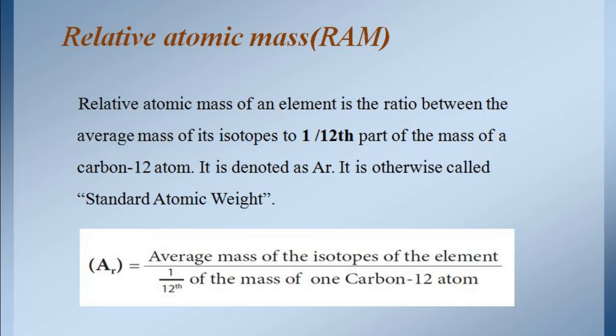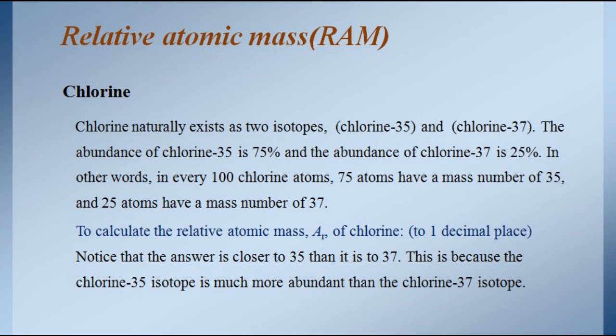Now we are going to see an example. We know chlorine. Chlorine exists in two isotopes: one is chlorine 35, another one is chlorine 37. The abundance of chlorine 35 is 75% and chlorine 37 is 25%. For example, if we take 100 chlorine atoms, 75 atoms have a mass number of 35 and 25 atoms have a mass number of 37. Now we have to add these two and calculate the relative atomic mass.